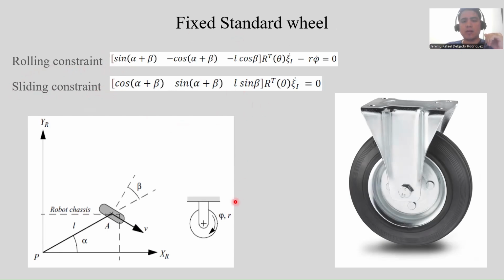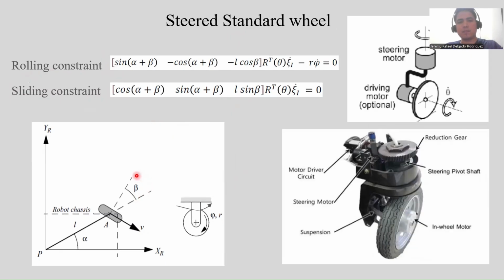The fixed standard wheel is the simplest type, with a constant orientation beta. The steered standard wheel, on the other hand, adds a second degree of freedom: rotation around a steering axis that passes through the center of the wheel and the ground contact point. In this case, beta is no longer a constant, and this type of wheel gets more maneuverability.